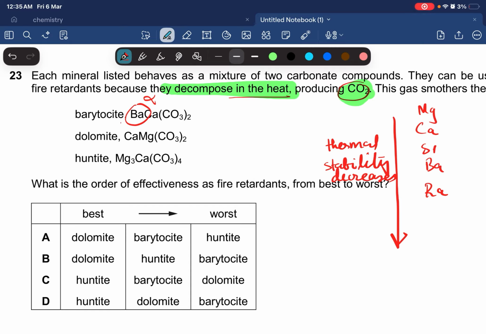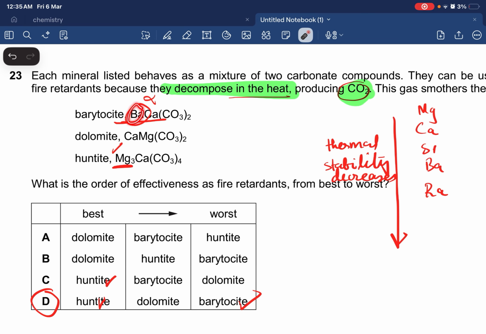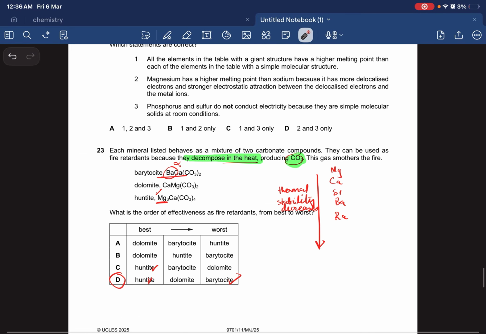So this is going to be least thermally stable, and this has 3 magnesium, so this is going to be most thermally stable. So huntite is going to be the best, and baryotosite is going to be the worst. That is according to my logic, because it has a barium in it and it has 3 magnesium. Magnesium is going to be least thermally stable. It is 1 magnesium, so less, better than huntite. So huntite is going to be the best because it's going to decompose more readily.